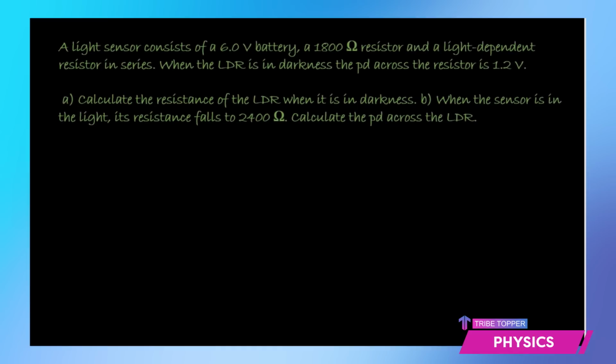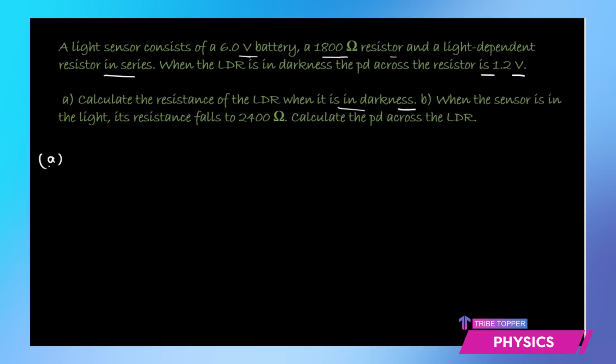Okay, now let's have a look at this question. A light sensor consists of a 6-volt battery, an 1800 ohm resistor, and a light dependent resistor, all in series. When the LDR is in darkness, the potential difference across the resistor is 1.2 volt. They say calculate the resistance of the LDR when it is in darkness.